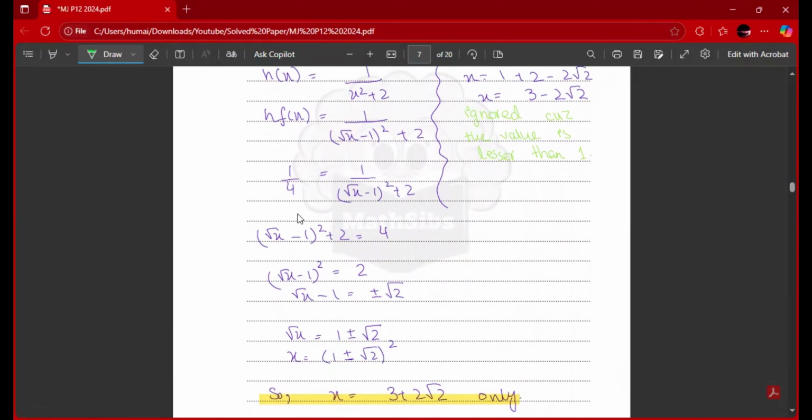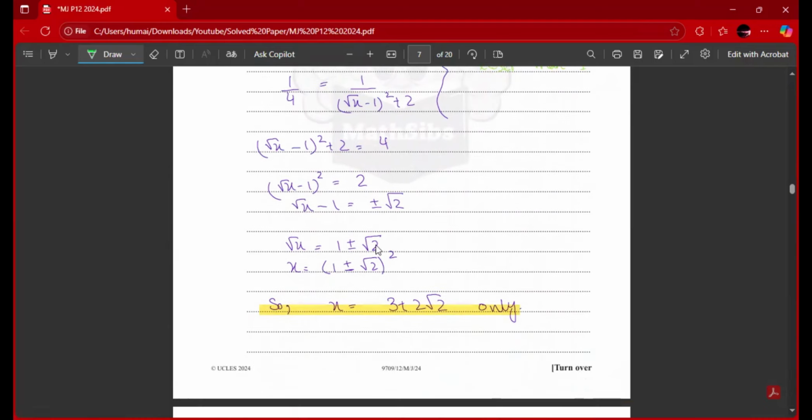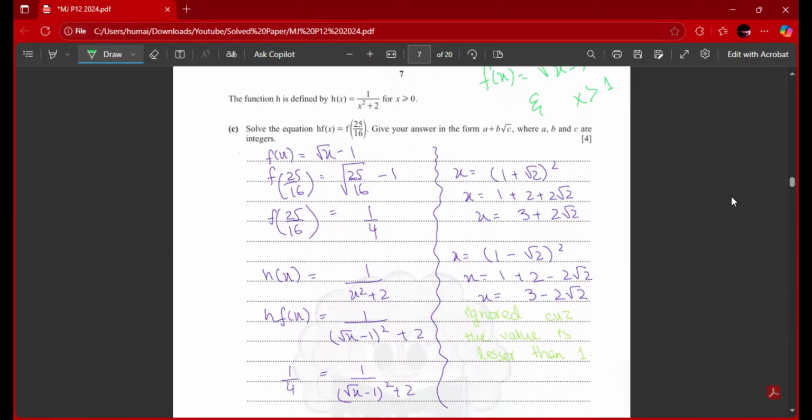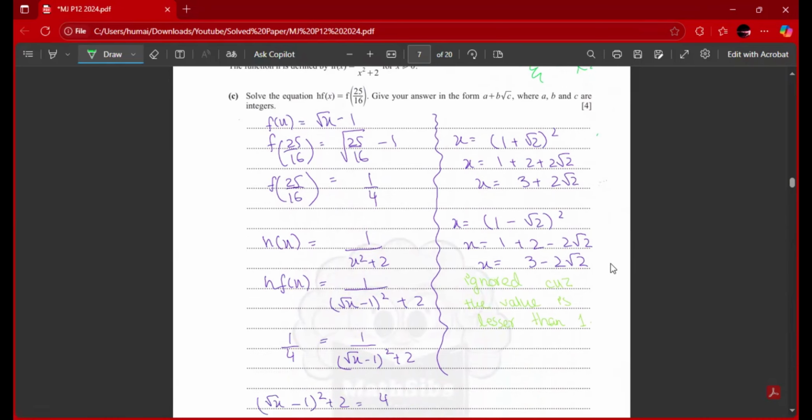Now solving it further, you can see the steps. They're quite simple. Moving to there, we get positive 2, then taking the square root, plus minus 2. Moving 1 there, taking the whole square. The final answer is x is equal to 1 plus minus root 2, squared. Now, we have a plus minus. We solve both of them. With the plus sign, we get x is equal to 3 plus 2 square root 2. With the negative sign, we get 3 minus 2 square root 2.